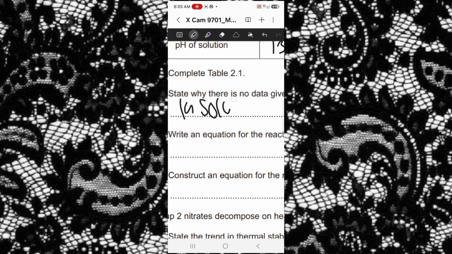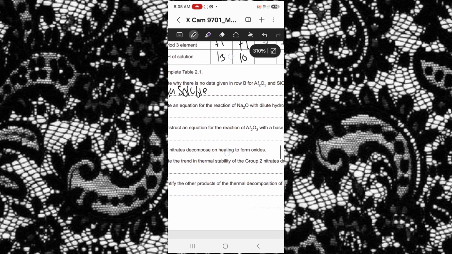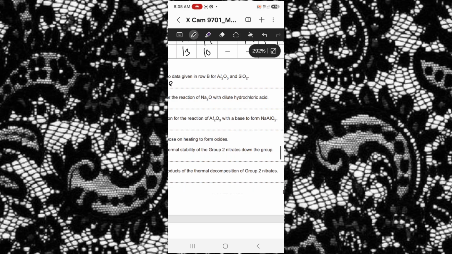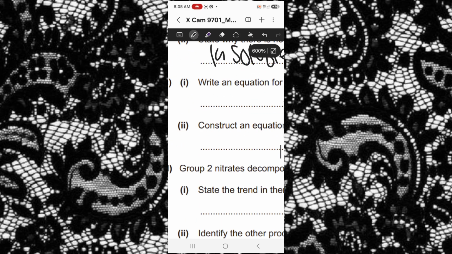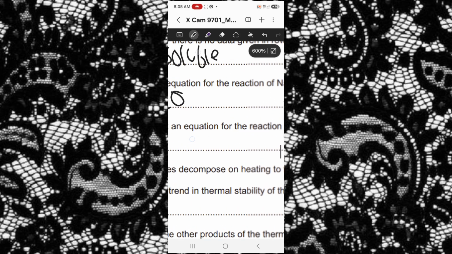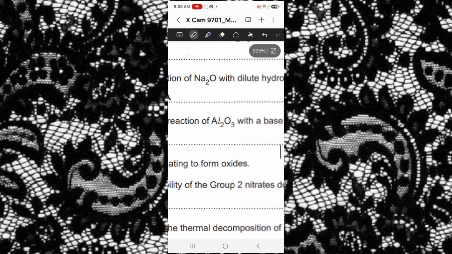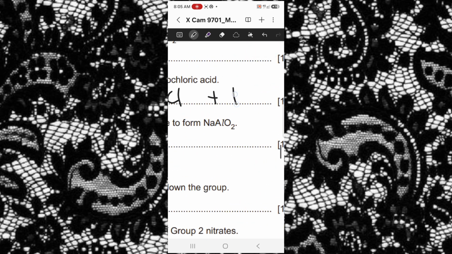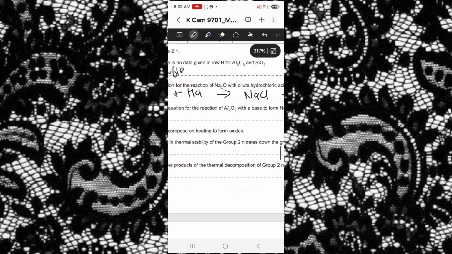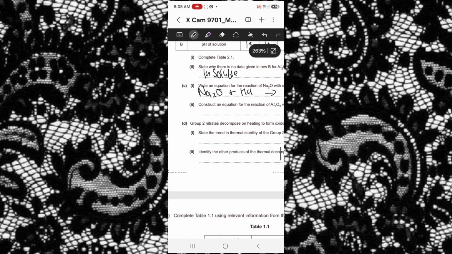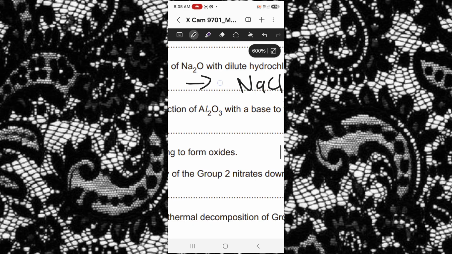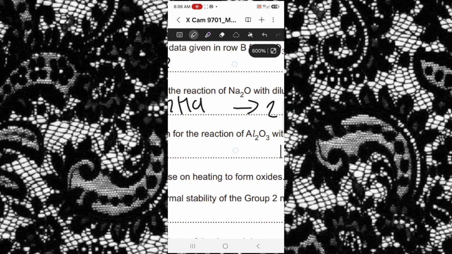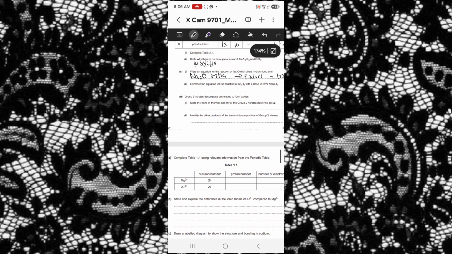Write an equation for the reaction of Na2O with dilute hydrochloric acid. So Na2O plus HCl equals NaCl plus H2O, but we're going to check. So you see that the Na is 2, so the Na in here must be 2, the Cl is 2, so the Cl in here is 2, and it's already balanced.